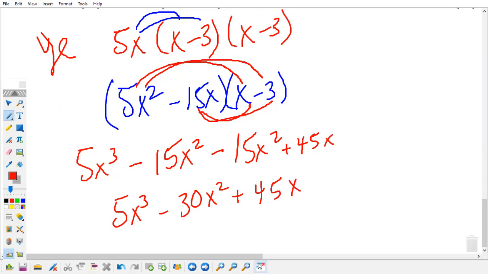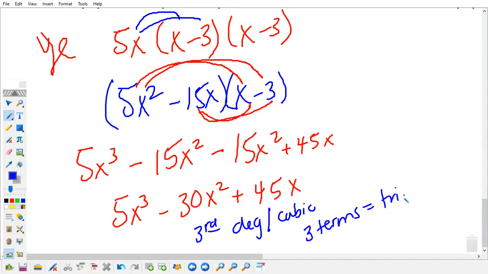So what kind of polynomial is this? It's a third degree with 3 terms, aka a trinomial. Right. So it's a cubic, and you can either write 3 terms or write trinomial, it doesn't really matter. That all means the same. 3 terms is the same thing as writing trinomial.